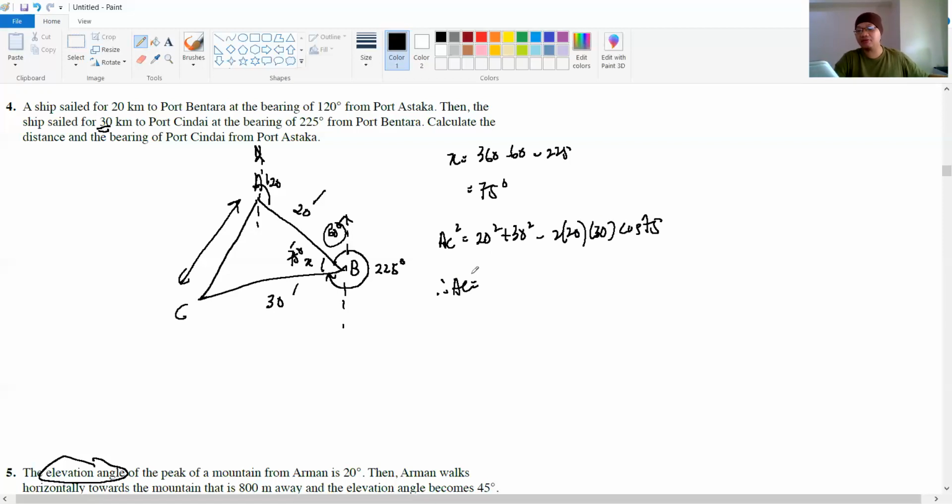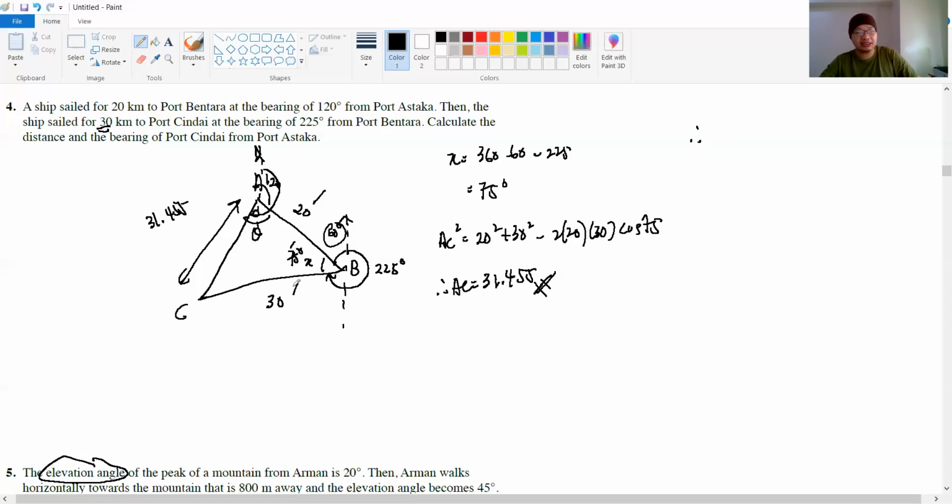So the answer is 31.455 something. That is your answer for this question for distance. So let's write here 31.455. That is the answer for AC. Now the next is to find the bearing of Chindai from Astaka. That means you need to find the bearing from here until this. How? To find that, you need to find this angle first, theta here.